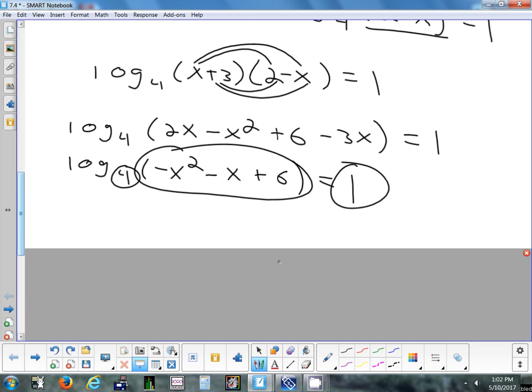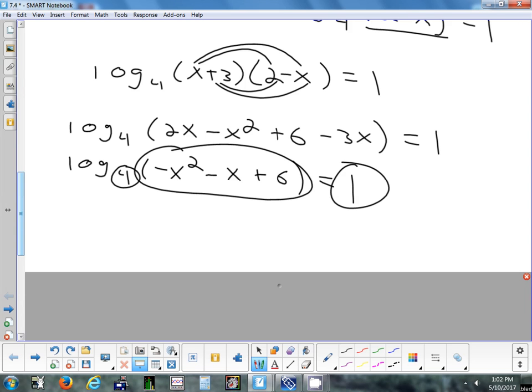Okay, what's my base there? 4. What's my exponent? It has to be one of the things I circled. The negative x squared? 1. Why is it 1? Because logarithms always equal the exponent. Exactly. Logarithms always equal the exponent. So the exponent is a 1, and the argument goes on the other side by itself.